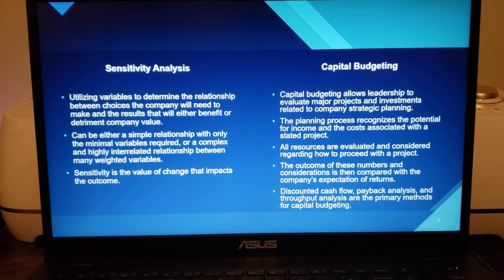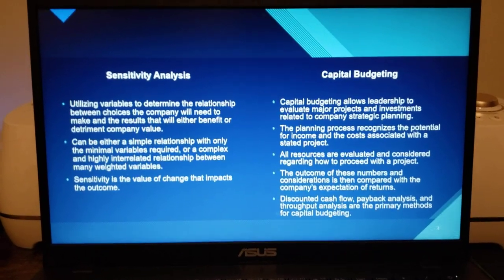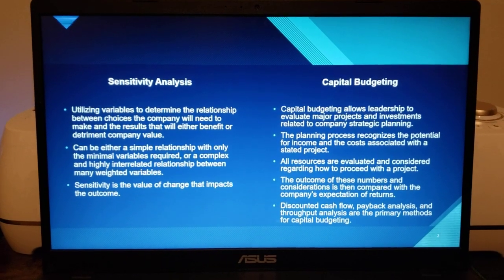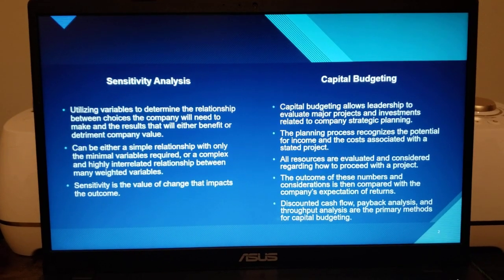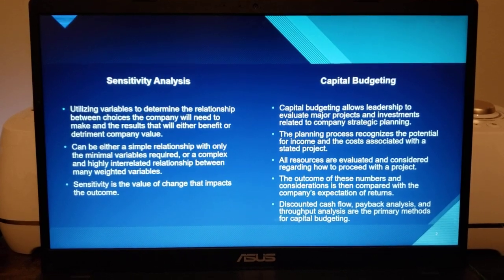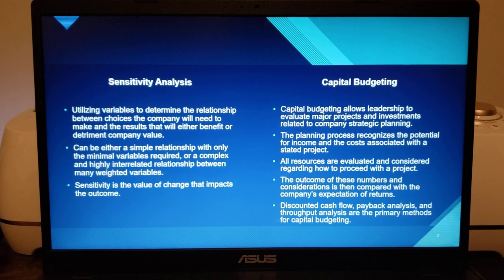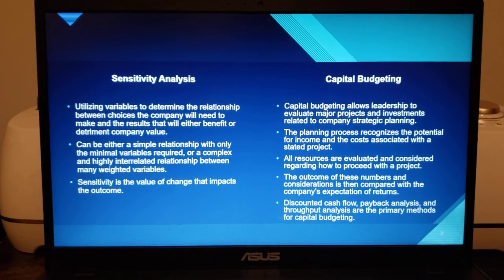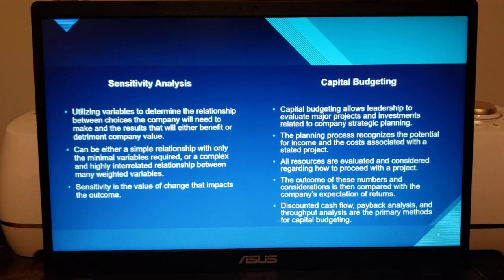Discounted cash flow, payback analysis, and throughput analysis are the primary methods for capital budgeting. So through this, discounted cash flow is going to include everything for that project, the money that it takes to start it up, what they're anticipating to get for revenues, and how much it costs overall to make the project, and then they're going to discount that into current cash cost. Payback analysis is how much it costs and how long it will take for it to pay back the total value. So it's the simplest version and not necessarily the most accurate.